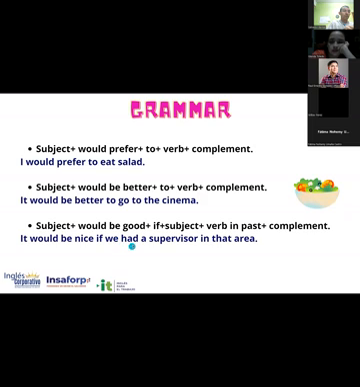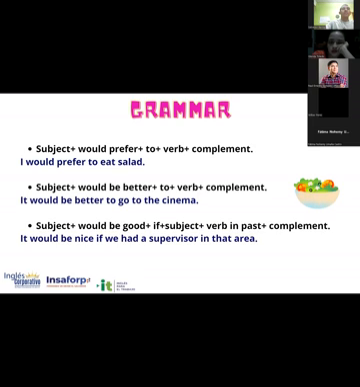Teacher, but that is past. This is present. The structure is in past, but this is a conditional. This is a conditional sentence. Okay, so the structure you can see in past, but this is present. Okay, it would be nice if we had a supervisor in that area. Mm-hmm. Yeah.